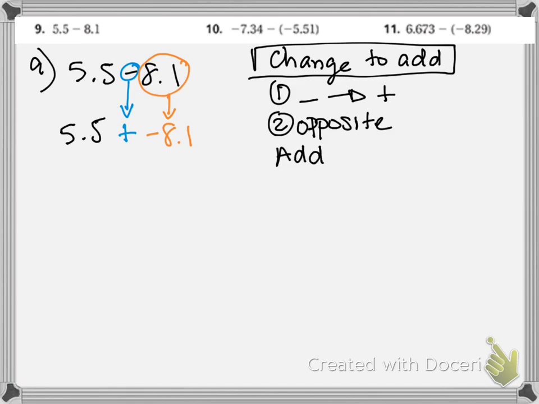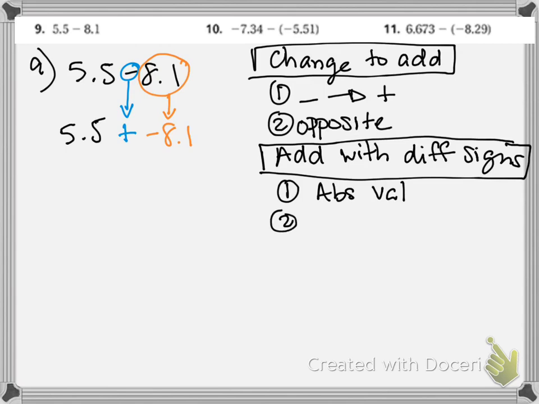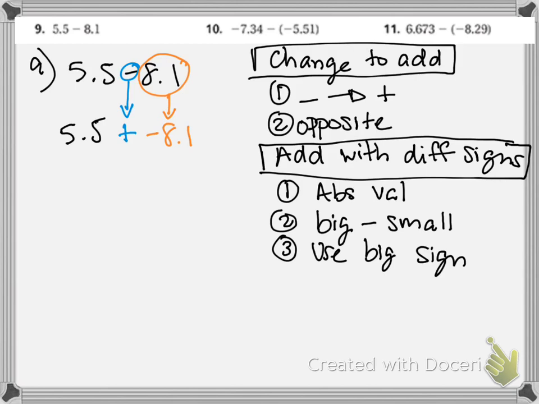So add with different signs. And the steps to solve one of these: first you need to take the absolute value. The second thing that we do is we take the bigger and we subtract the smaller. And then we're going to use the bigger sign. Okay, so what does that mean?